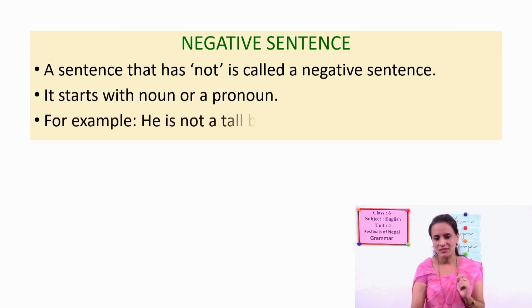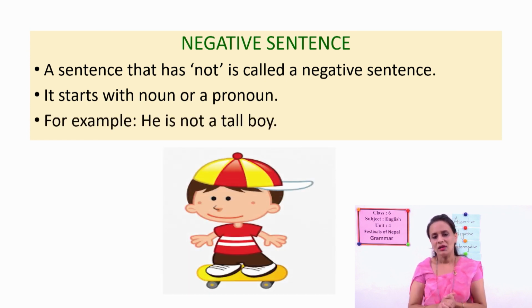You can see the example. For example, he is not a tall boy. You can see it here, he's a short boy, isn't it? So, he is not a tall boy. And sometimes we use never also. Never, rare. These are also negative words. Sometimes there won't be not in the sentence also. So, here, it starts with a noun or pronoun and it gives the meaning no. These are the negative sentences.